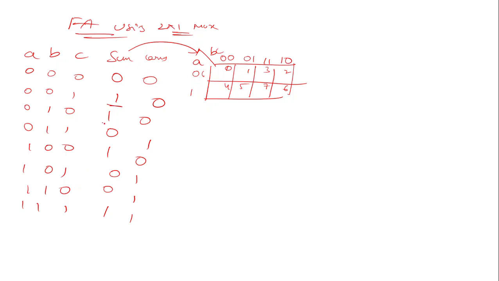What are the ones here? We just have to represent the min terms here. What are the min terms for 1? They are 1, 2, 4 and then 6.